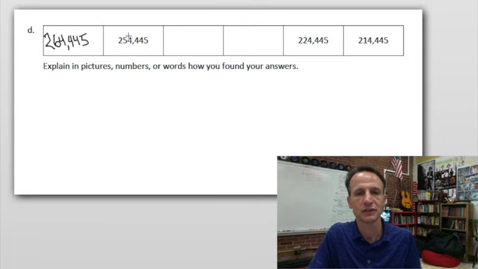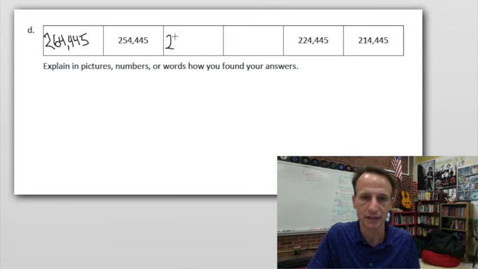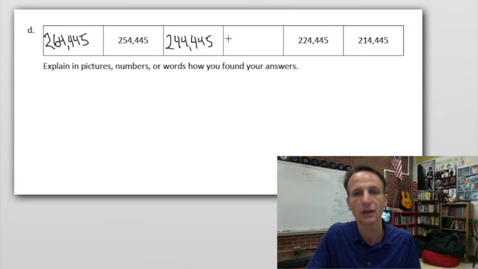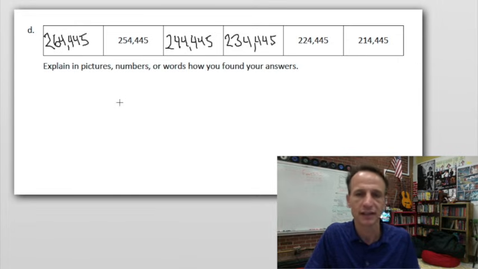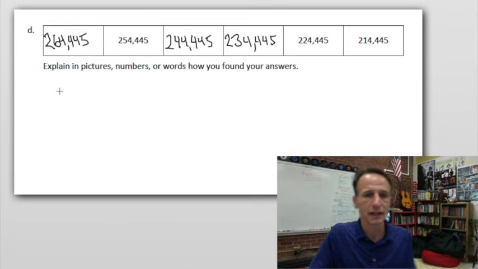6 in the 10,000s. 5, 4 will be this one in the 10,000s. So 244,445. 6, 5, 4, blank 2 1. Yes, we know what's coming next. 234,445. They tried to get us, but that was actually easy. So now, though, this is the only one that's been different. Instead of greater than, we're going with less than.